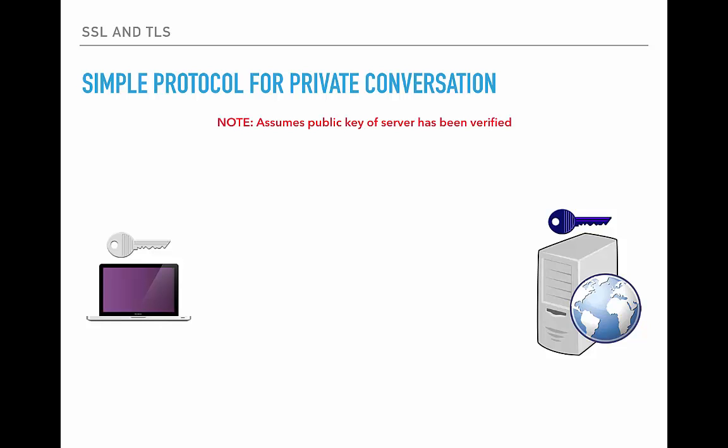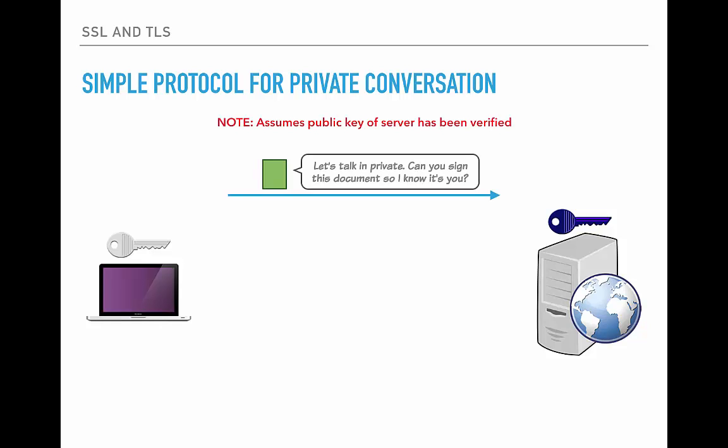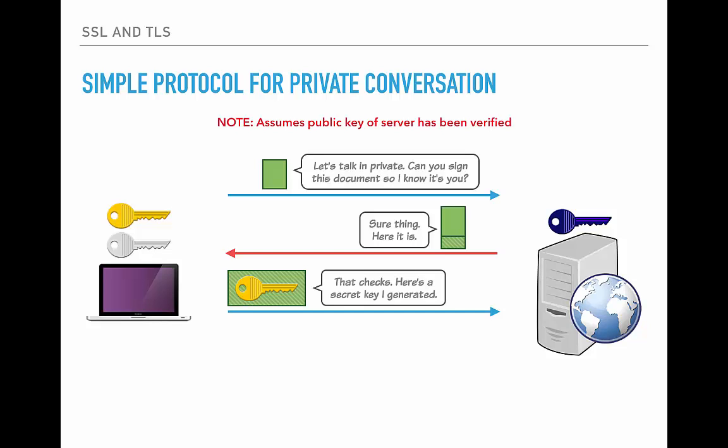To establish a secure connection, the client first sends a brief message to the server. And the server signs the message and sends it back. Once the client is convinced that she really is talking to the server, she generates a symmetric key. She encrypts the symmetric key using the server's public key and sends the key to the server. The server receives the symmetric key, and from that point on, they use symmetric key cryptography to carry on their secure conversation.